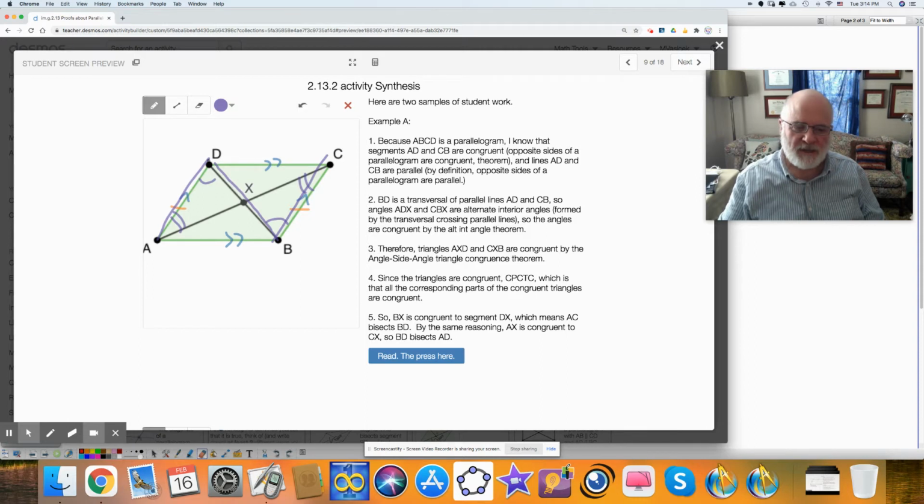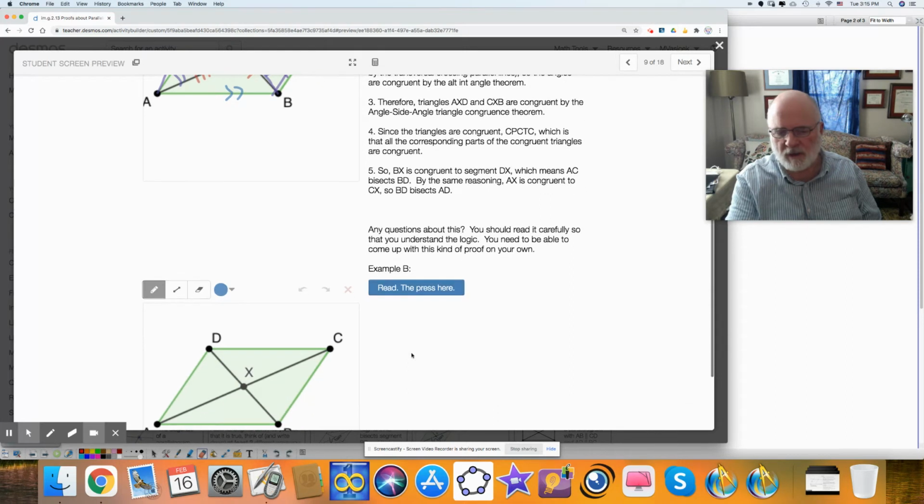This means that triangles ADX and CBX are congruent because you have angle, side, angle. And the angle-side-angle triangle congruence theorem says that this is enough information to prove these are congruent. And since they are congruent by the shortcut, I can say that the corresponding parts of the congruent triangles are congruent. So this segment is congruent to this one, and this one here, AX, is congruent to CX. And that's what we tried to prove. This means that AC bisects, or cuts this into two equal parts, and DB bisects this one, cuts it into two equal parts.